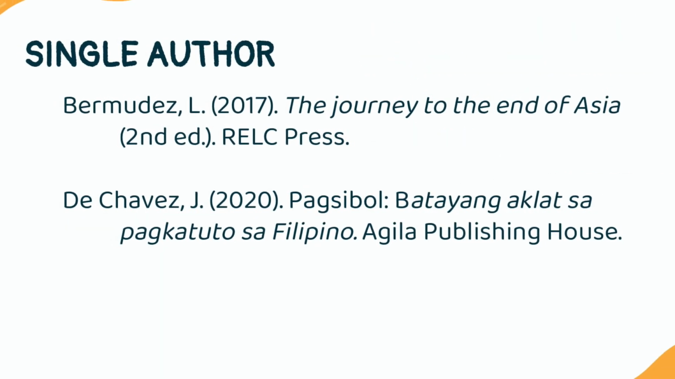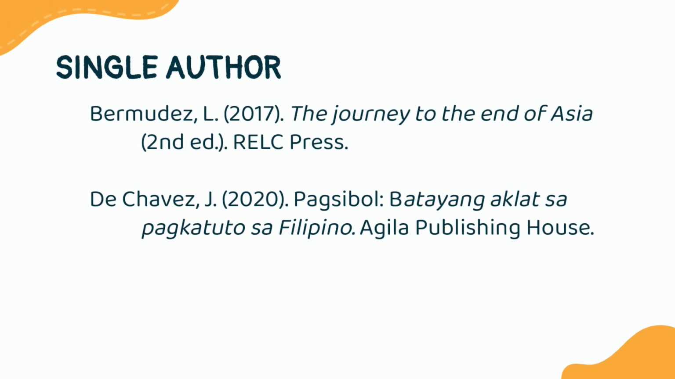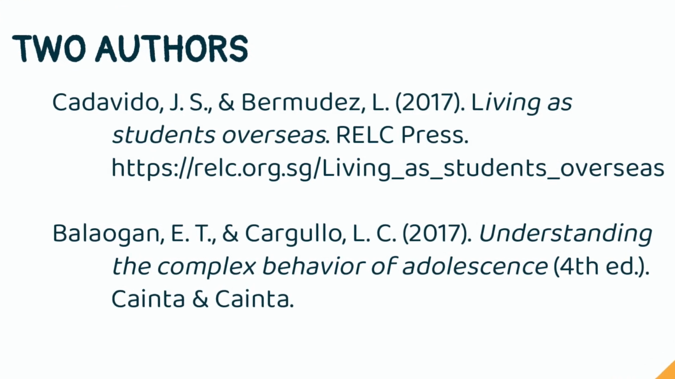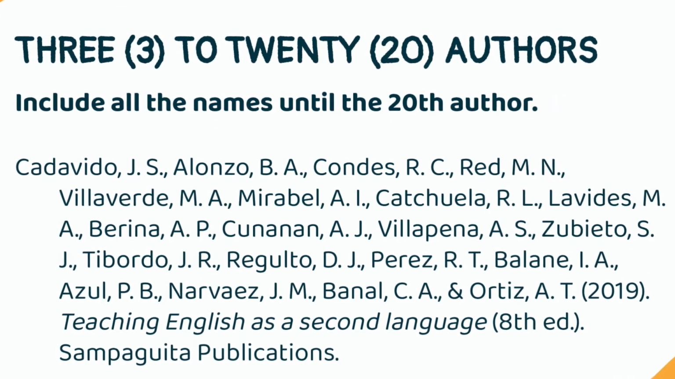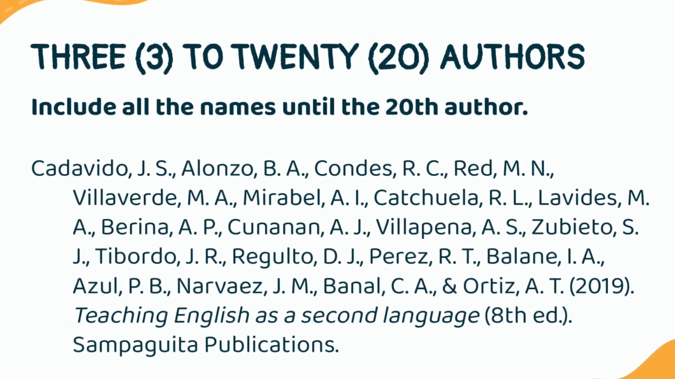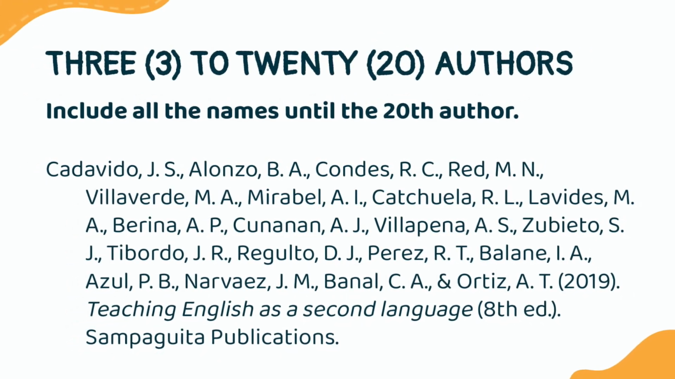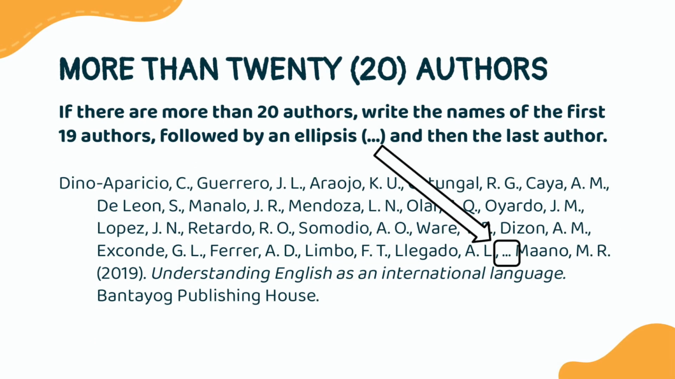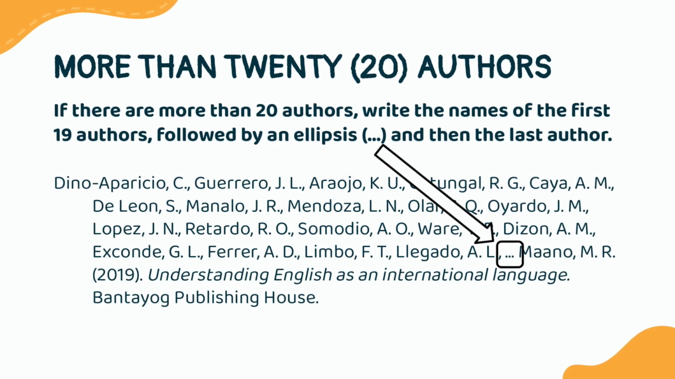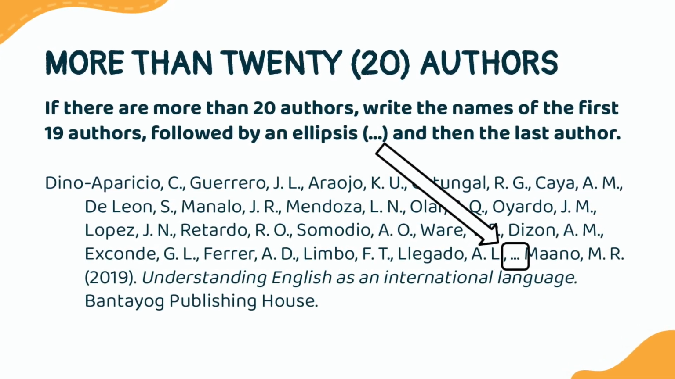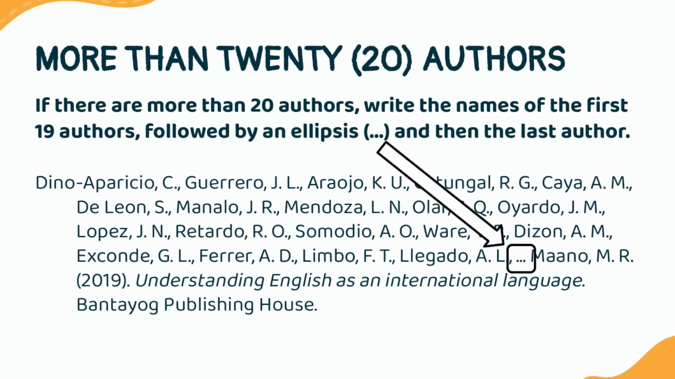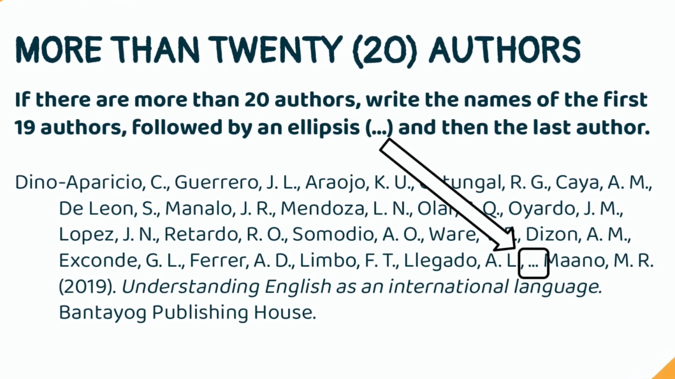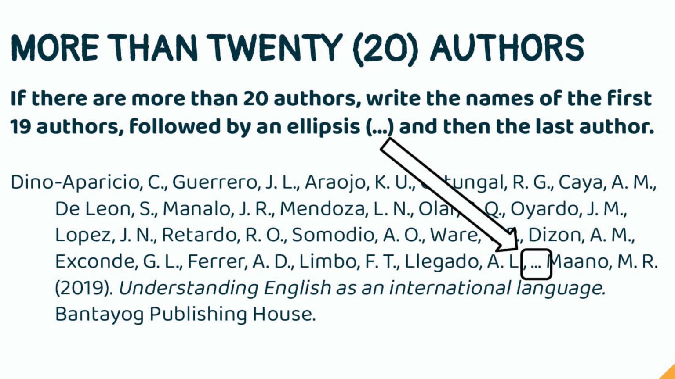Here are sample bibliographical entries for books having a single author. Here are sample bibliographical entries for books having two authors. Here are sample bibliographical entries for books having 3 to 20 authors. You should remember to include all the names until the 20th author. Here are sample bibliographical entries for books having more than 20 authors. If there are more than 20 authors, write the names of the first 19 authors followed by an ellipsis, or the 3 dots symbol, and then the last author.